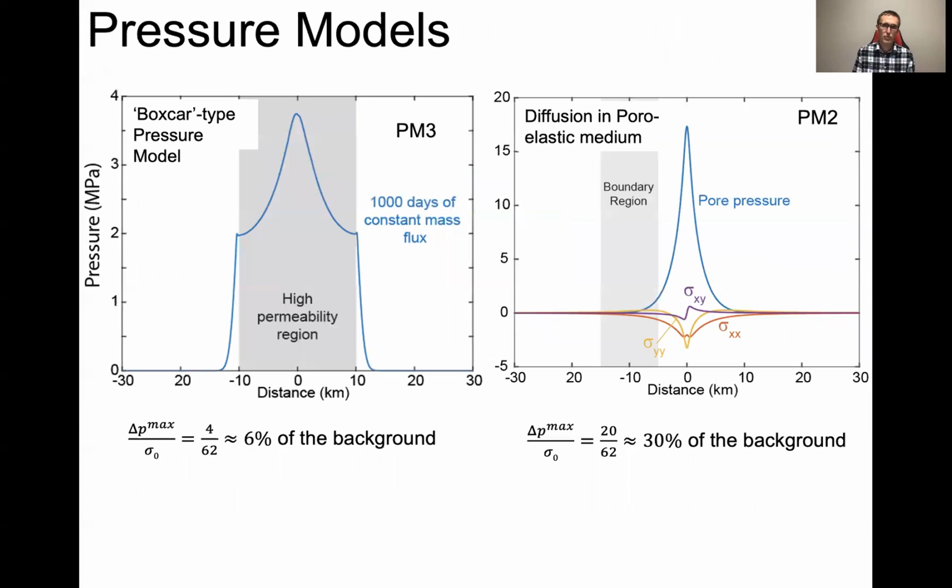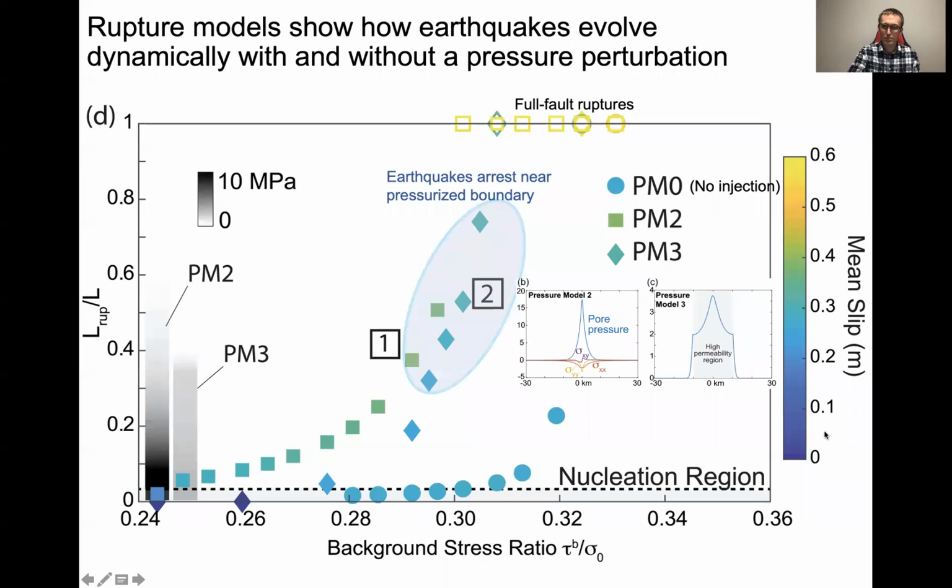We're looking at a couple different pore pressure models. One type of model is based on poroelastic diffusion in a homogeneous medium. We have two models, PM1, pressure model 1, and PM2. PM1 has a peak pressure of around 2 megapascals, and PM2, as you can see, is around 18 megapascal peak pressure. We also have what we're calling a boxcar type pressure model, where we have a high permeability channel across the fault, and that allows pore pressure to get very high inside that channel and relatively low outside. So with those two models on planar faults, we see a very clear and consistent picture.